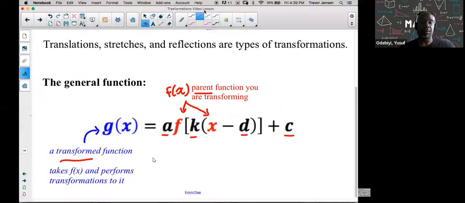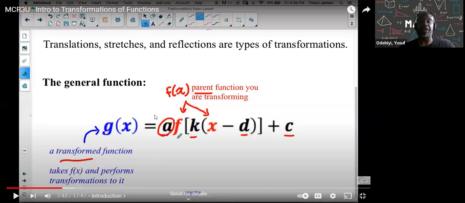Vertical transformations are what make it go up and down. So the transformations for vertical would be your A and your C. The A either stretches it or compresses it, and your C moves the whole thing up and down.